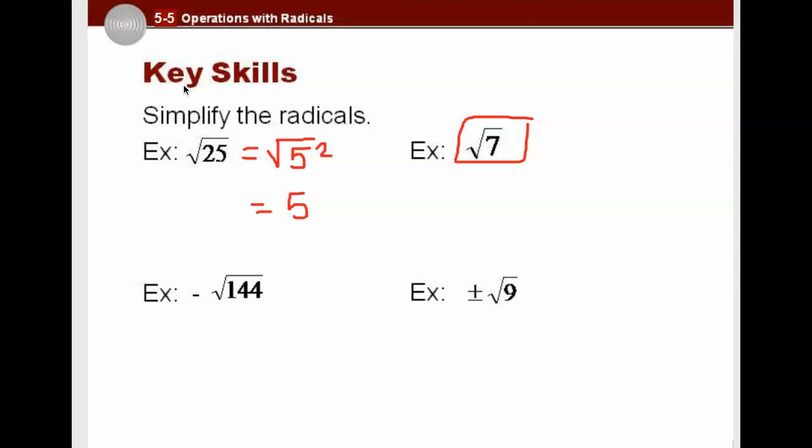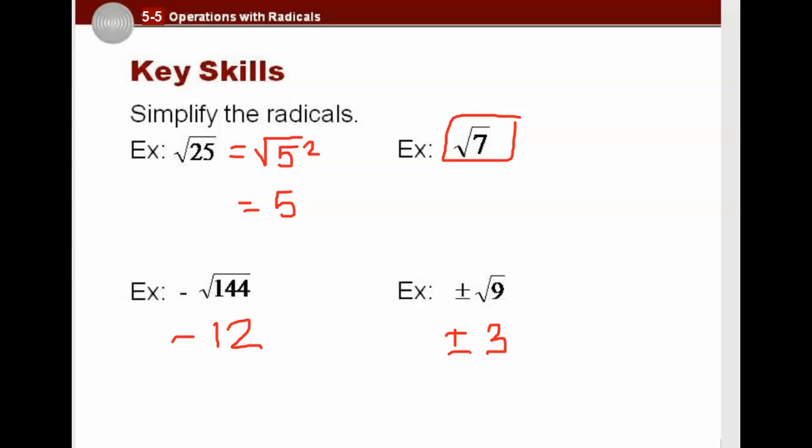Negative the square root of 144. The negative out in front does not affect the square root on the inside. So it's going to become negative, and then the square root of 144 is really like 12 squared. So that's negative 12. Just like a single negative doesn't affect my answer, if you have a plus or minus in front of your square root, that also does not affect your answer. So this becomes plus or minus 3, because the square root of 9 is 3, because 9 is a perfect square. So we get 3.